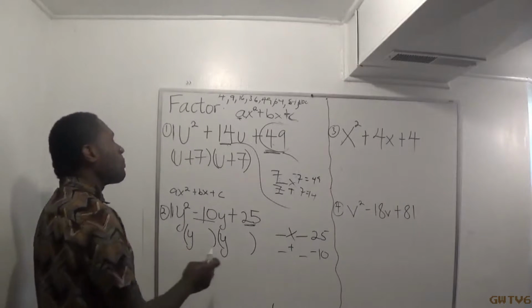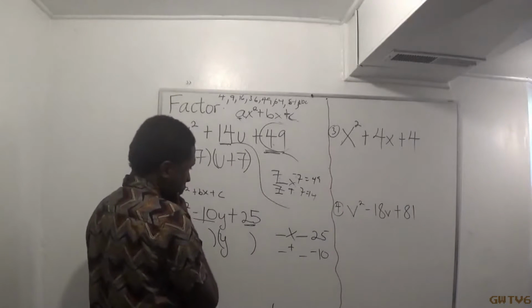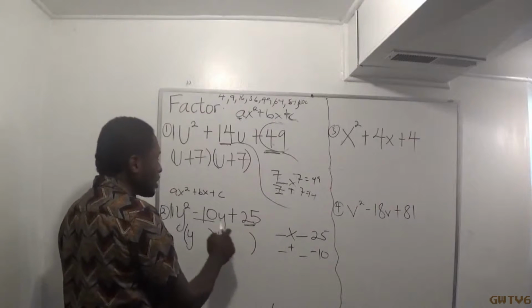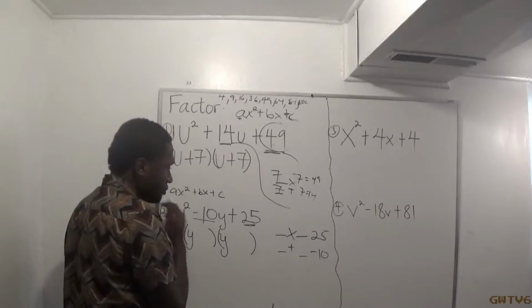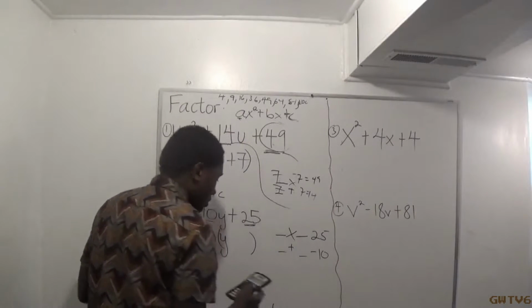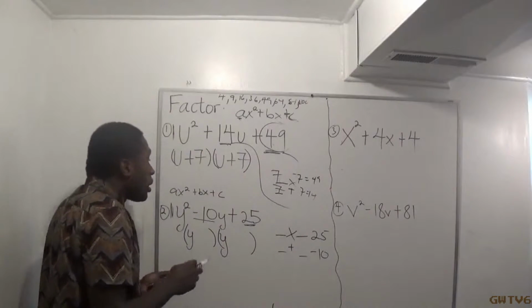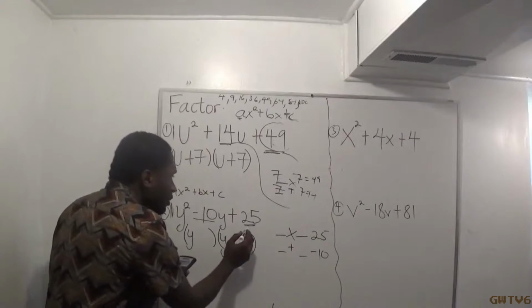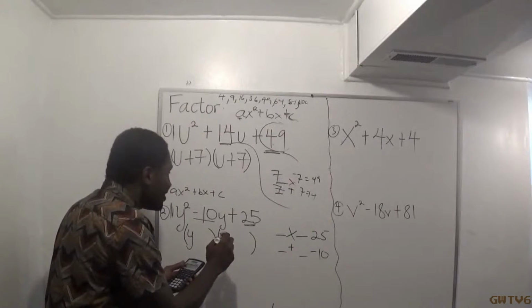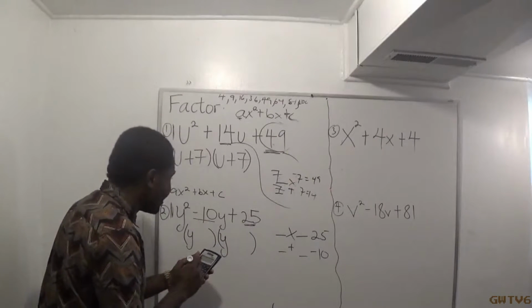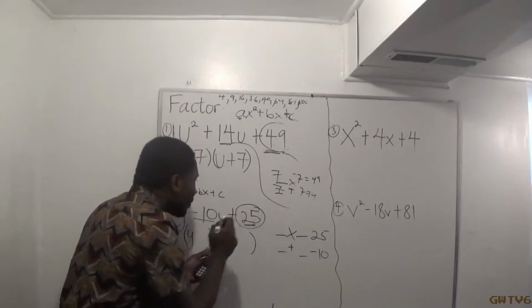Two numbers, when I multiply, I should get 25. And when I add those same two numbers, I should get negative 10. How am I going to find those two numbers? Well, I remember that whenever the last number is a perfect square, it should be easier for me to find those two numbers. 25 is a perfect square, right?